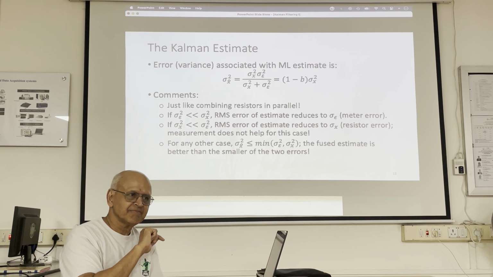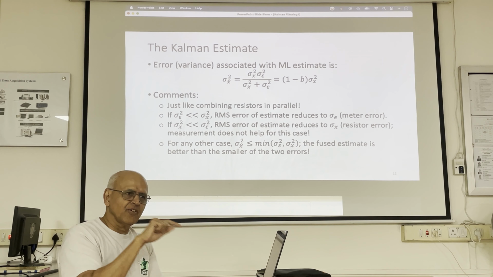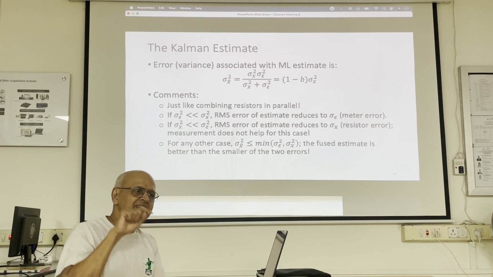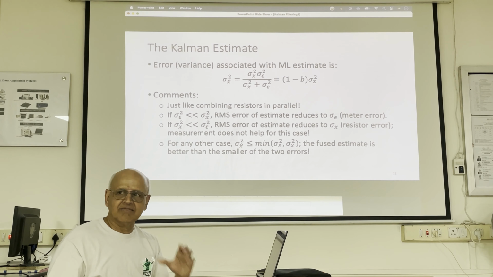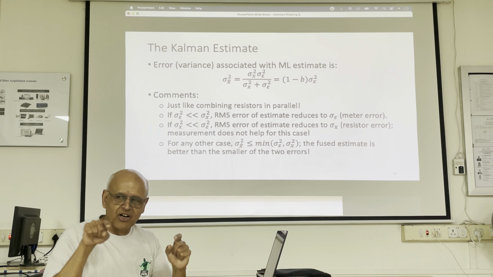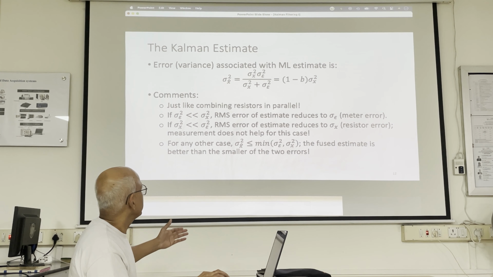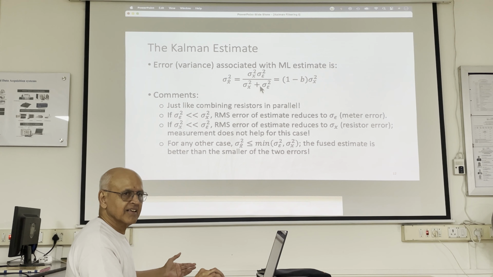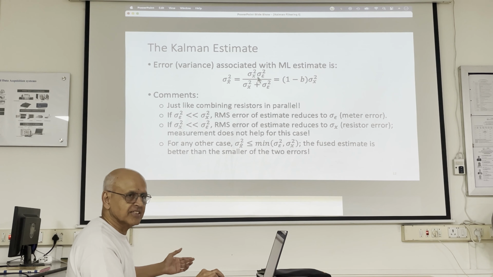Do you also remember that the equivalent resistance will be lower than the lower of the two resistors? That when you combine 10K and 5K, the result has to be less than the smaller of 10 and 5, which is 5K. So you can think of this as combining two resistors, right? So this variance is the smaller of the two variances, isn't it?